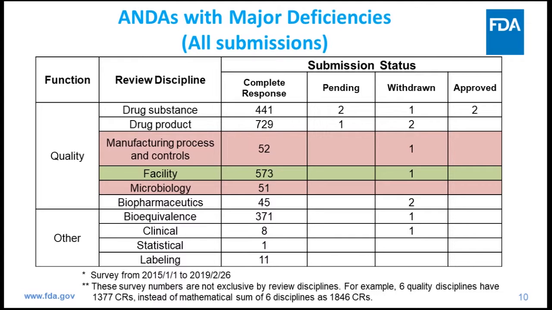Since our office covers manufacturing process, facility, and microbiology, we do have a big chunk of the CRs we issued. And when you compare those two slides, you can see that I would say half of the CRs come from the first round, and the other half come from the later cycles of the review.